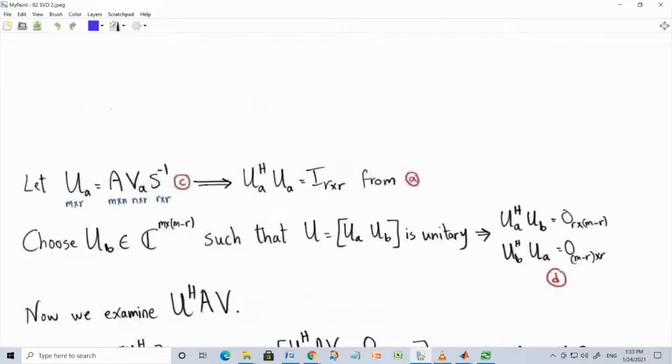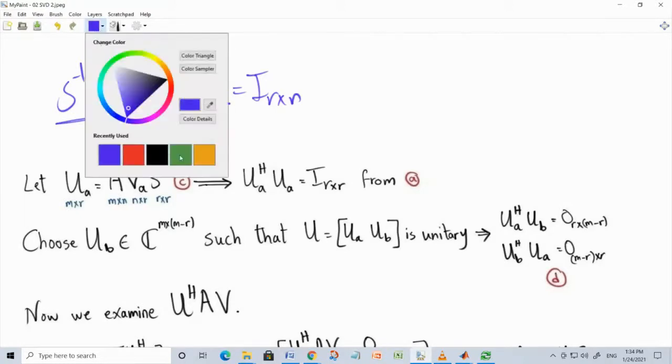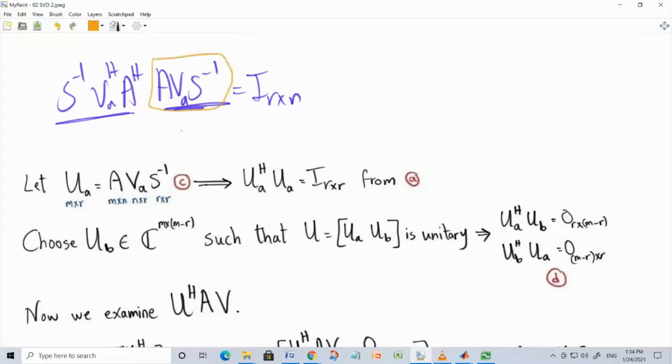Now we will do this. Remember from the previous slide, we have A VA S inverse and then A Hermitian VA Hermitian S inverse, and this is equal to I of size R by R, right? So this is something multiplied by its Hermitian. Let's give this thing a name. This will be UA, and automatically this thing will be UA Hermitian. So UA Hermitian UA is equal to I R by R, and UA is of size M by R.